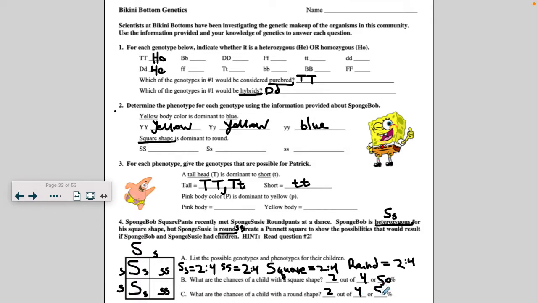So that's what this assignment is all about. You're using SpongeBob and his friends, and you're using the basics of genetics to figure out the outcomes.